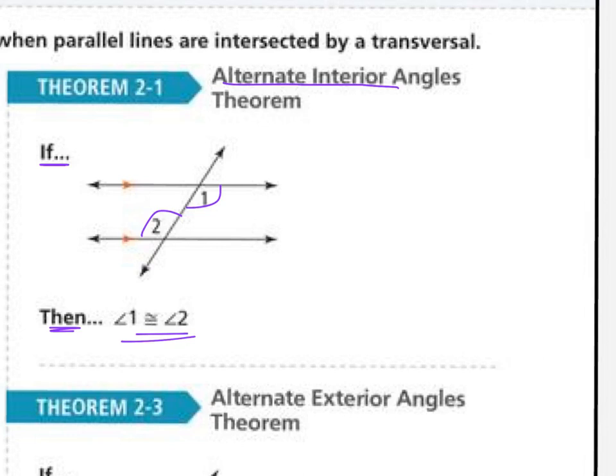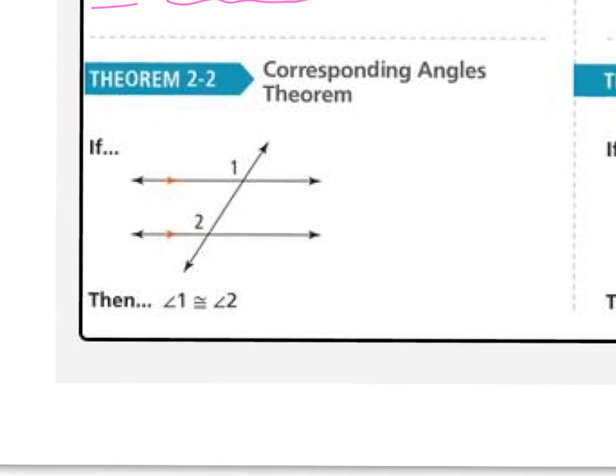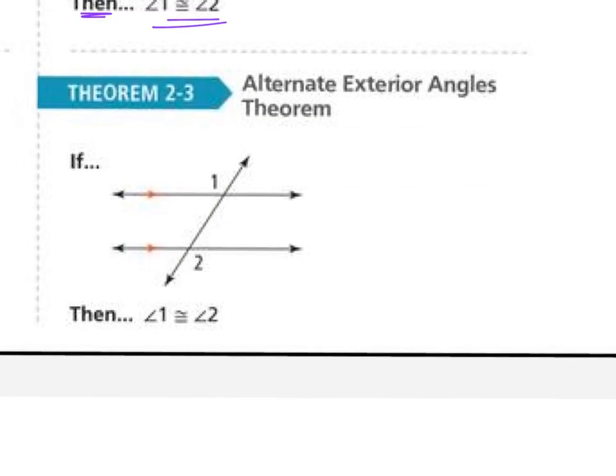If we look down at the next one on the bottom left, corresponding angles, same idea. If the lines are parallel, then corresponding angles 1 and 2 are congruent. And then one quick refresher over on the right. Again, for alternate exterior angles, if the lines are parallel, alternate exterior angles are congruent. So it's important to note that if-then grouping as we move on to Lesson 2.2.